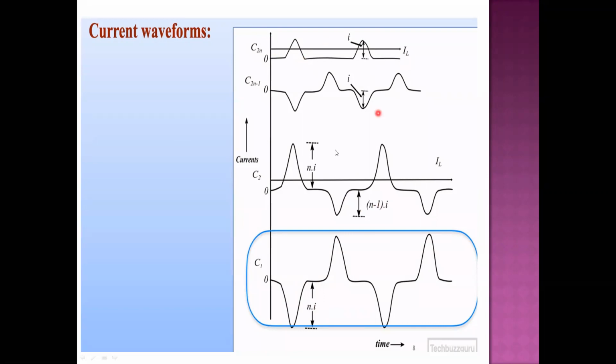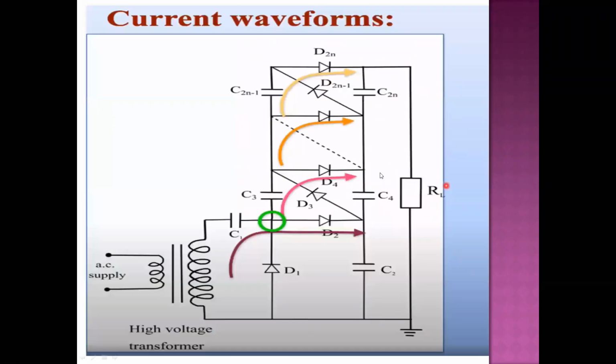So circuit average. This current comes in this manner and divides like that. The current magnitudes are decreasing. Here the current across C1 is very high compared to the current flowing through C2 n minus 1. Okay, it's clear.